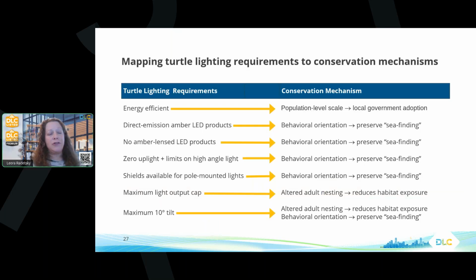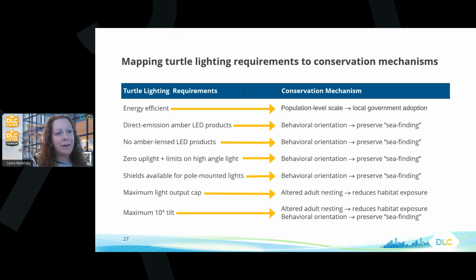And so just to put this all together, I wanted to show how these are connected and that the turtle lighting requirements that are in place are certainly not arbitrary. They each target a conservation mechanism that can be defended in permitting and in procurement. So looking at energy efficiency first, and thinking about the scale of the size and amount of products that are used in coastal communities, if our compliant luminaires are energy efficient, then local governments have an easier time adopting and maintaining this standard without creating an energy or a cost barrier.